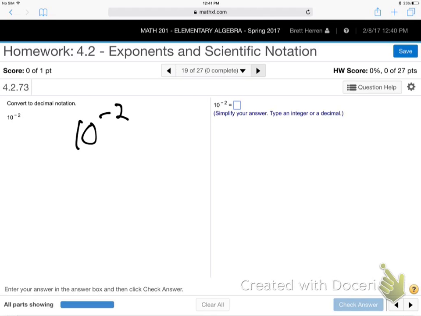10 to the minus 2. Notice they say, give me a decimal. If they wanted a fraction, I would go 1 over 10 squared, huh? We already know that rule. That was the first half of this section. But they want a decimal. So how am I going to do that? I'm supposed to move the decimal back.